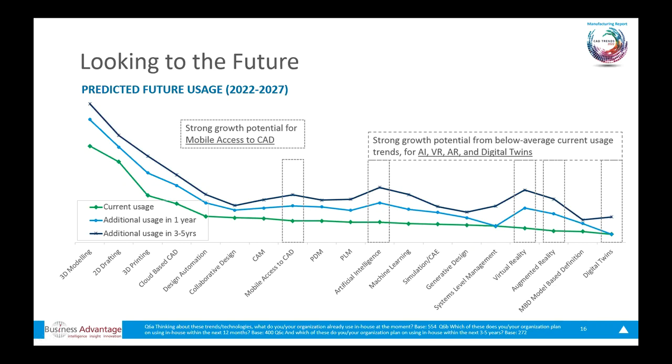There are 5 trends which particularly stand out to us because of their growth potential. And these are boxed on the slide for us. So mobile access to CAD, and looking at artificial intelligence, virtual reality and augmented reality, and finally digital twins. Next slide, please.